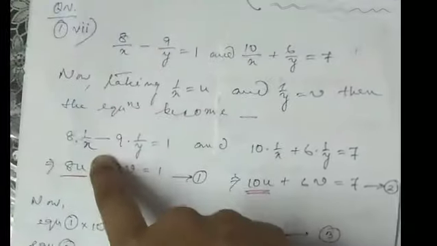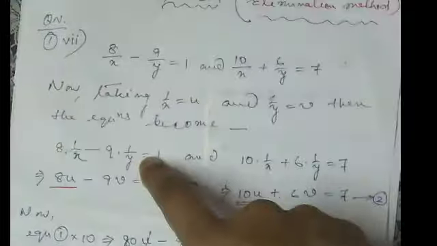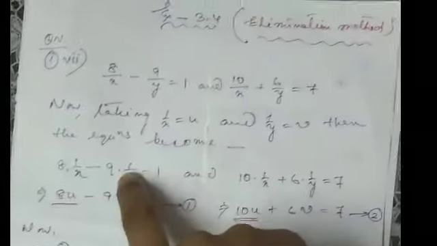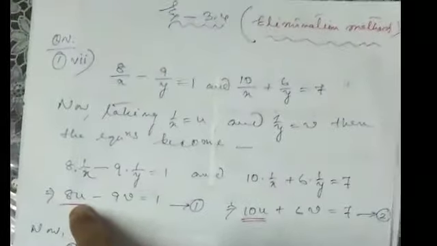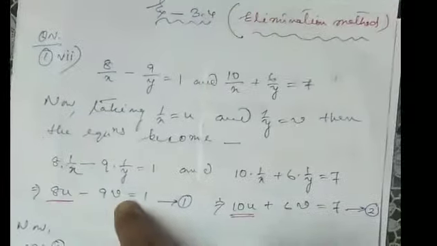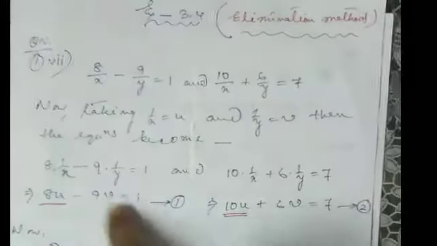And then in both the equations I have replaced: 8 by x means 8 into 1 by x, and 9 by y means 9 into 1 by y. This part I have done so that it makes you understand easily. You can write this equation directly when you understand it. So both the equations are expressed in terms of u and v. Now for solving by using the elimination method.